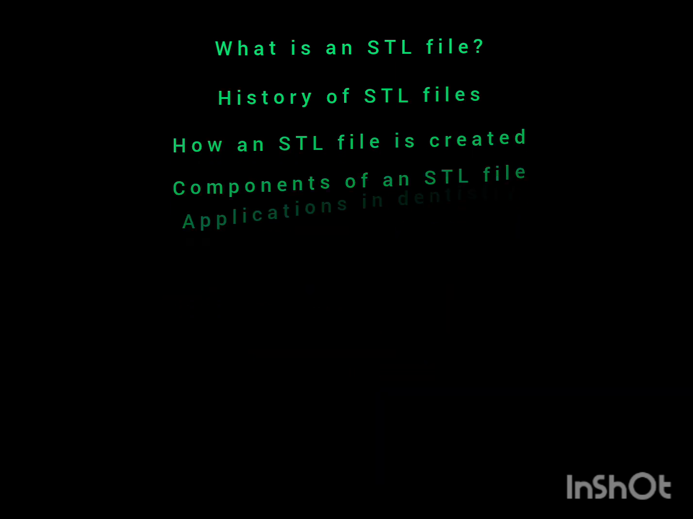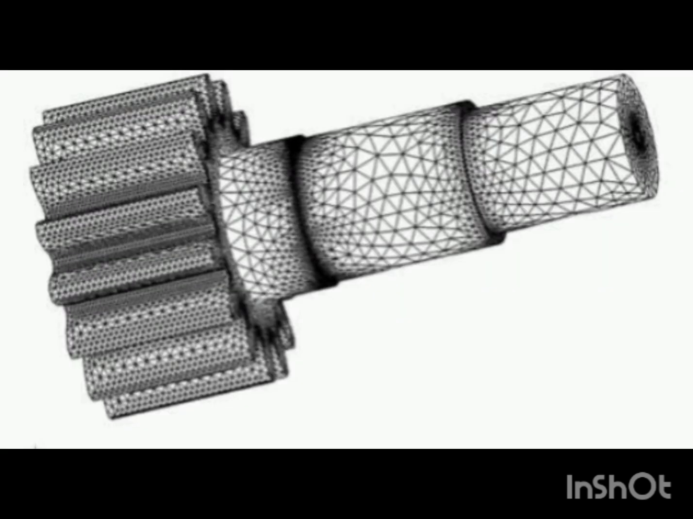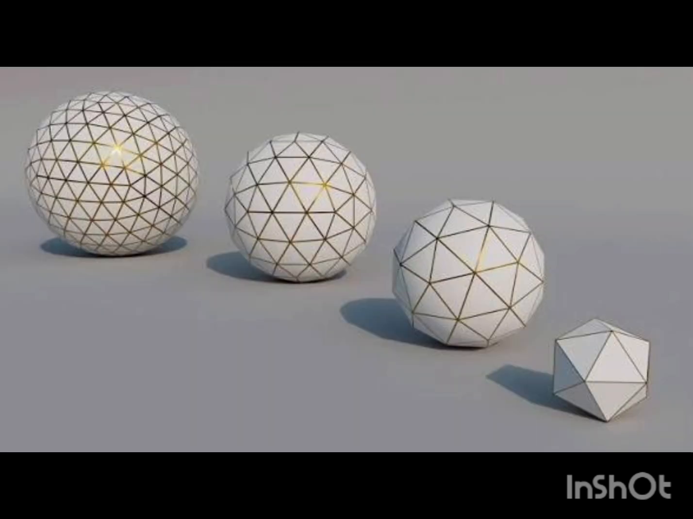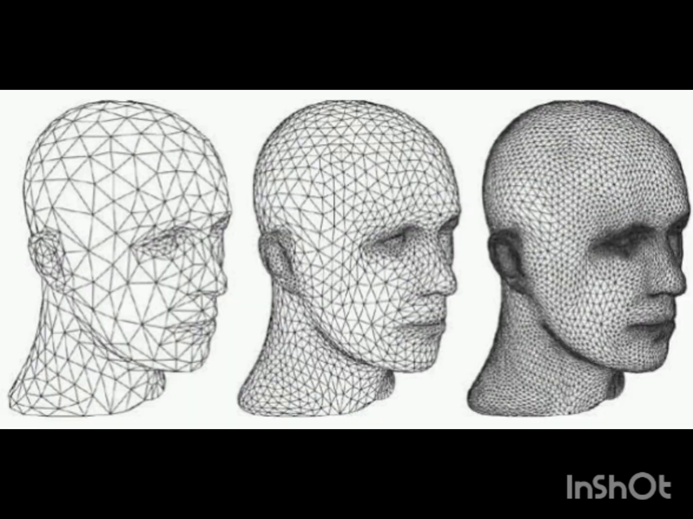So coming to what exactly is an STL file, STL stands for Standard Tessellation Language, although it is also commonly referred to as a Standard Triangle Language. It is the most widely used file format for 3D printing and digital dentistry. An STL file represents only the surface geometry of a three-dimensional object instead of storing curves of solid shape. It divides the object's surface into thousands of tiny interconnected triangles.